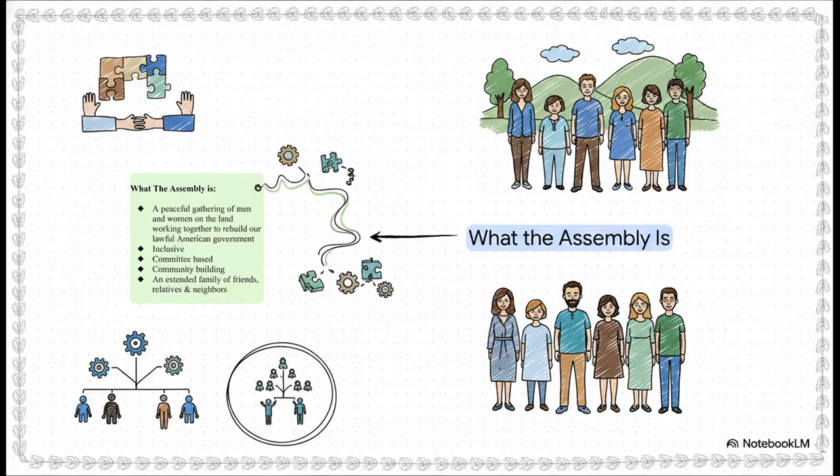If we look at the source materials, they explicitly define an assembly as a peaceful, inclusive, committee-based gathering of men and women on the land. The stated goal here? To rebuild lawful American government. It's described as functioning much like an extended family of neighbors, all working together for long-term mutual security.